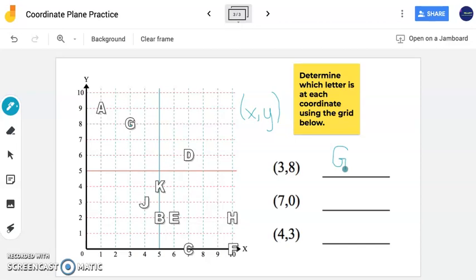Notice again I'm representing this with a capital letter because we represent points with capital letters on our coordinate plane. I can confirm this is correct because if I look down I see that it hits 3 along my x-axis, and if I look to the left I see that it hits 8 along my y-axis.